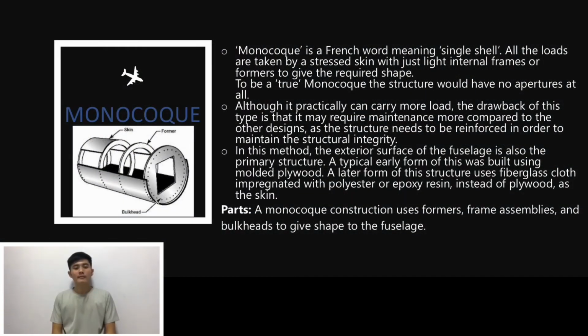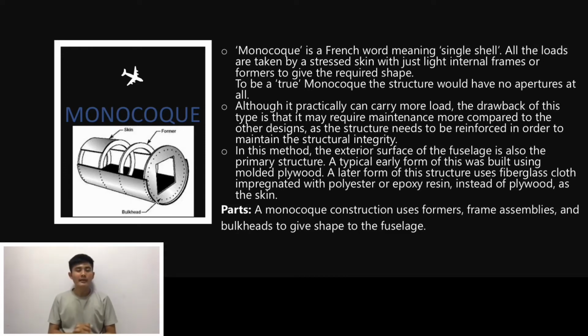Another type of fuselage is the monocoque. Monocoque is a French word that means single shell. As you can see on the left side of the screen, all the loads are taken by the skin, with just slight internal frames or formers to give the required shape. To be a true monocoque, the structure would have no apertures at all. Although it can practically carry more load, the drawback of this type is that it may require more maintenance compared to the other designs, as the structure needs to be reinforced in order to maintain structural integrity.